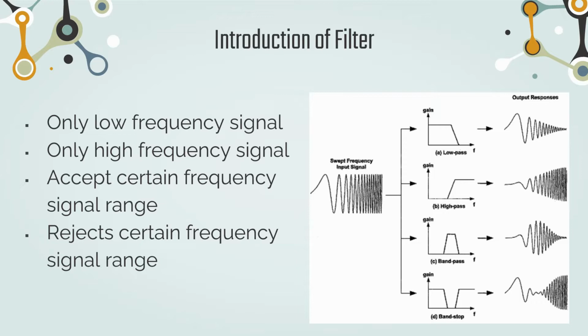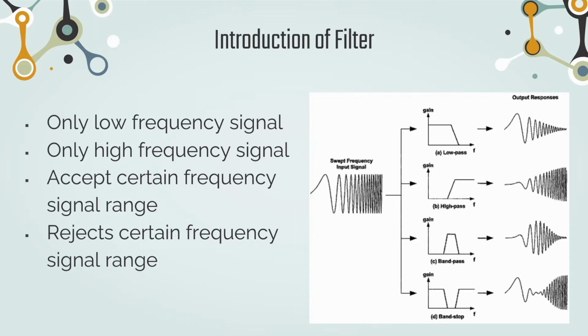First is the low pass filter, which only allows low frequency signals to pass, from 0 Hz to the set cutoff frequency. Second will be the high pass filter, which only allows high frequency signals to pass. Third will be the band pass filter, which allows signals falling within a certain frequency range to pass. The last one will be the band reject filter, which rejects signals of a specific range of frequency and allows the rest to pass.